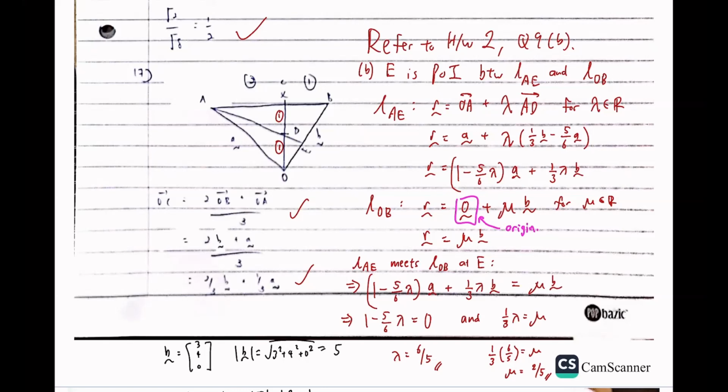Question 17. Points A and B have position vectors a and b respectively, referred to an origin O, where a and b are not parallel to each other. Point C lies on AB between A and B and is such that AC over CB is 2, and D is the midpoint of OC. The line AD produced meets OB at E. Find in terms of a and b the position vector of C. Part B we'll read later.